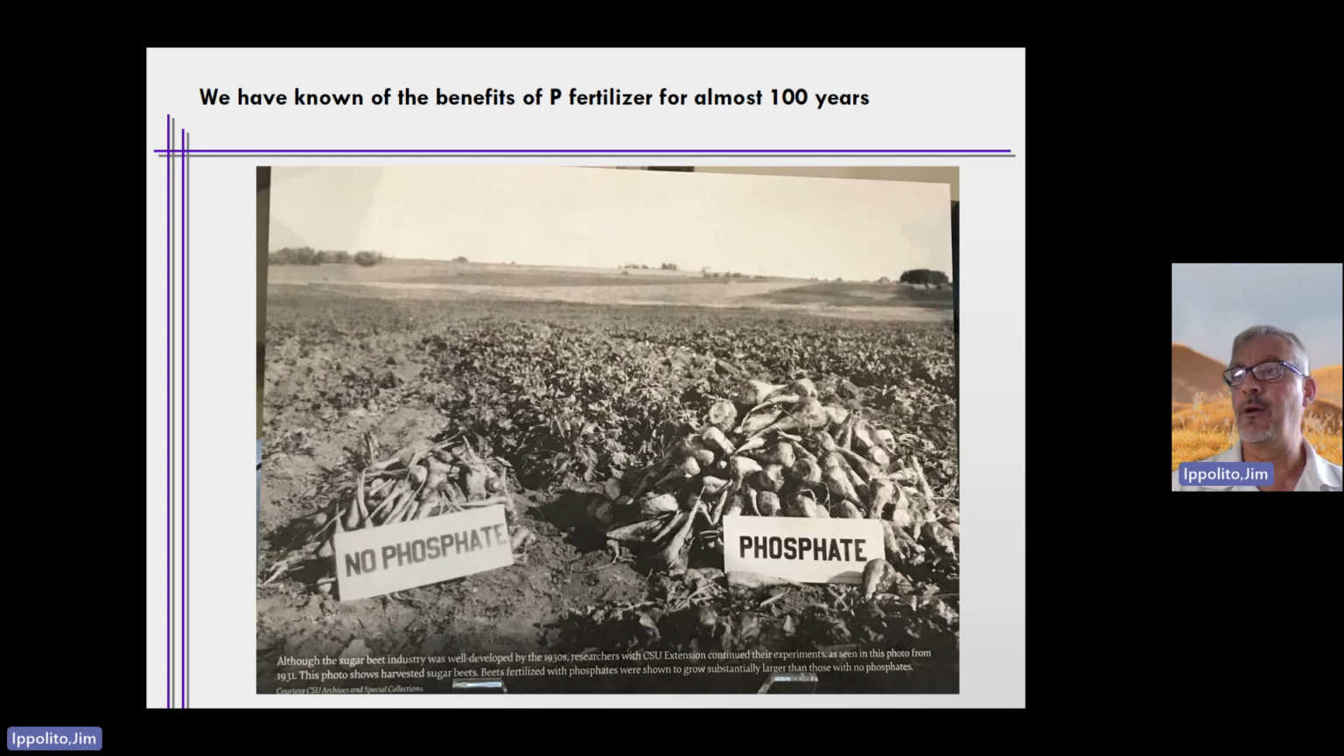So the picture you see here is a picture of sugar beets from the 1930s. And the sugar beets on the left-hand side did not receive phosphate fertilizer, while the sugar beets on the right-hand side did receive phosphate fertilizer. Now you can see that the yields were dramatically increased with phosphorus fertilizer applications. And there's some really specific reasons as to why this occurs, and specifically with sugar beets that we'll talk about in this unit.